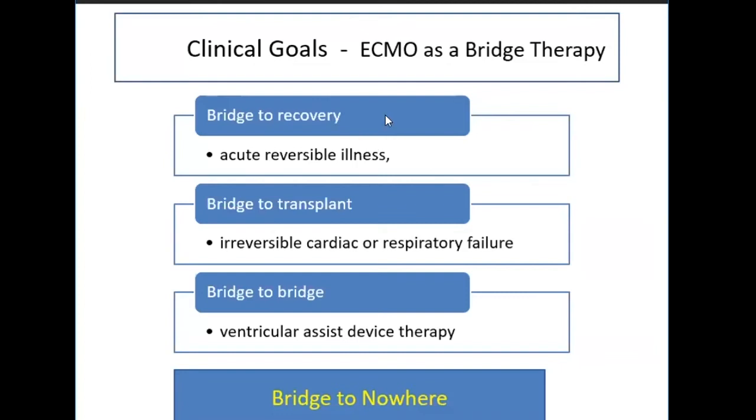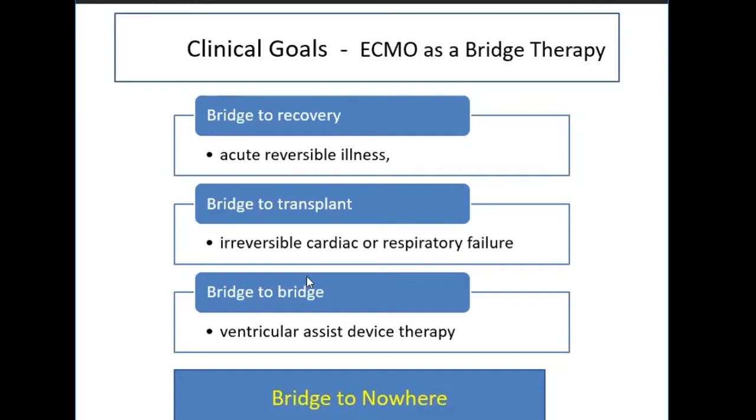So we could ask a question, whether the patient, when I'm putting a bridge to recovery, like an ARDS patient or a myocarditis patient, we think that the patient will improve in 1 week or 2 weeks, and then we'll be able to remove the ECMO. So, acute reversible illness. Now, the second clinical goal in such situation of ECMO is whether my patient is a candidate for transplant and at present he is not maintaining the organ function. So I have to put the patient on ECMO, like end-stage lung disease patients with cardiorespiratory failure.